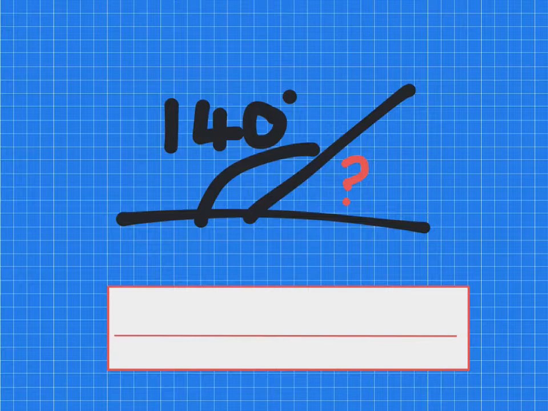Now, some SATs questions are going to ask you to find and calculate a missing angle, and you can see that one of the angles here is shown as 140 degrees. But what about this angle here? How are we going to work out this missing angle?